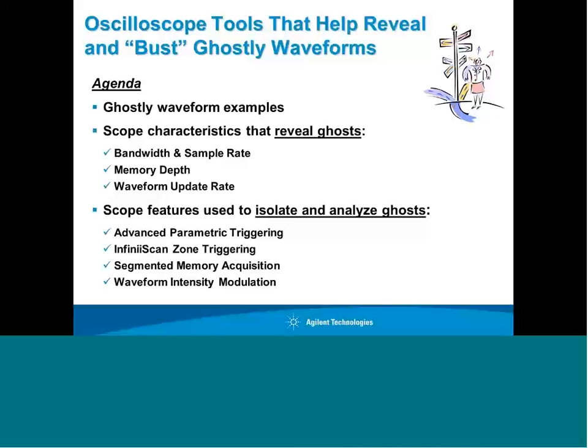First of all, we have several examples of what a waveform ghost is, or a ghostly waveform. We'll show those examples and explain exactly what it is. Then we'll dig into some of the characteristics of an oscilloscope that can help reveal these waveform ghosts, including bandwidth and sample rate, memory depth, and waveform update rate. And then we'll go into some scope features that can help you isolate and analyze the ghost, including advanced parametric triggering, a new scope functionality we call InfiniiScan Zone Triggering, segmented memory, and then waveform intensity modulation.